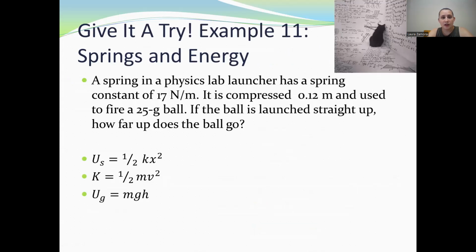All right, so here's another example to think about. Still using a launcher with a spring as a spring constant. So this spring constant is 17 newtons per meter. We're going to compress it this time 0.12 meters and use a 25-gram ball. So this time, instead of being interested in how fast it's going, I want to know how high does the ball go?